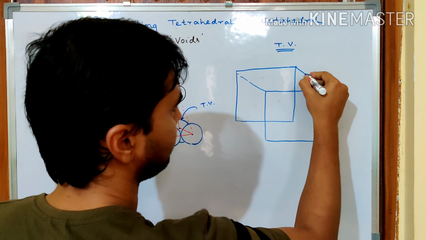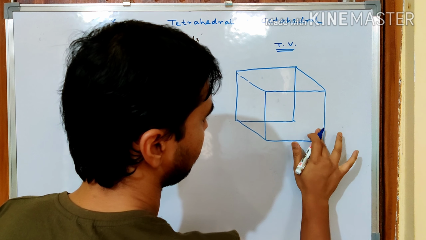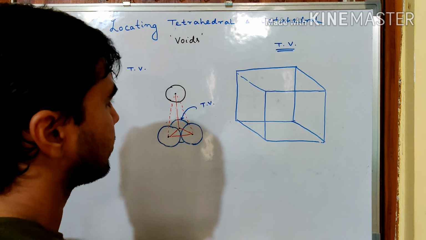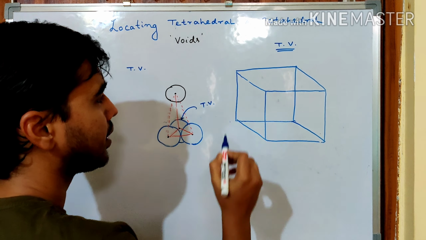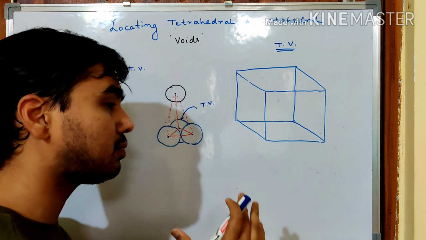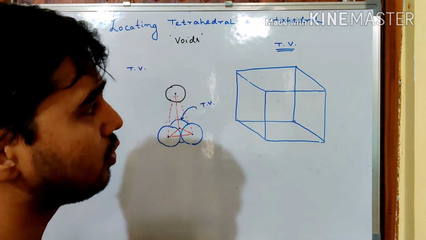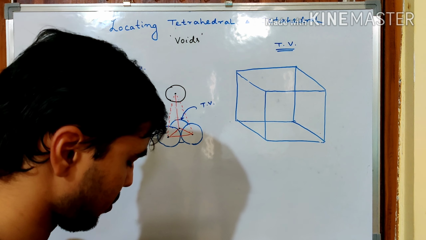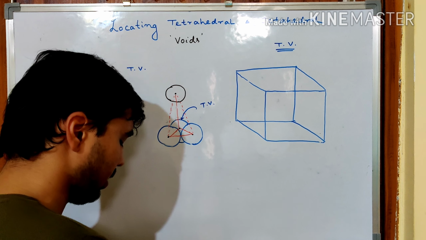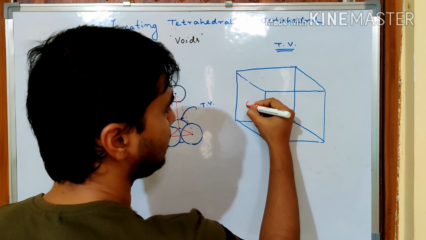This is a joint. Now, since it is an FCC atom, I will only be drawing those atoms, although there are atoms present at the corners and at the center of each face that we know, but I will be drawing only those atoms which are required. So, I have chosen to draw the atoms on the center of this face.